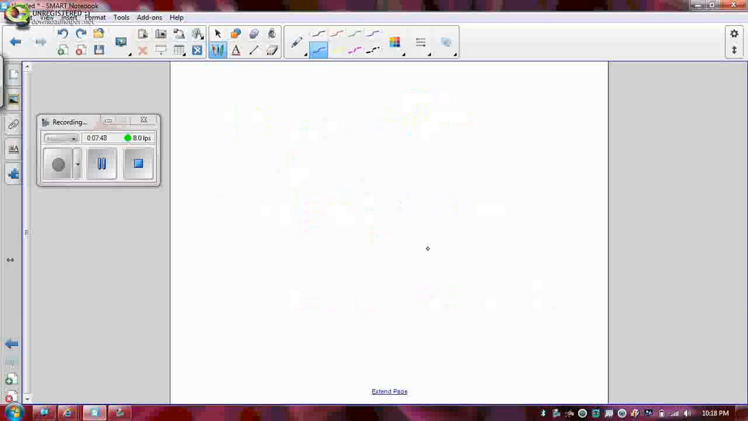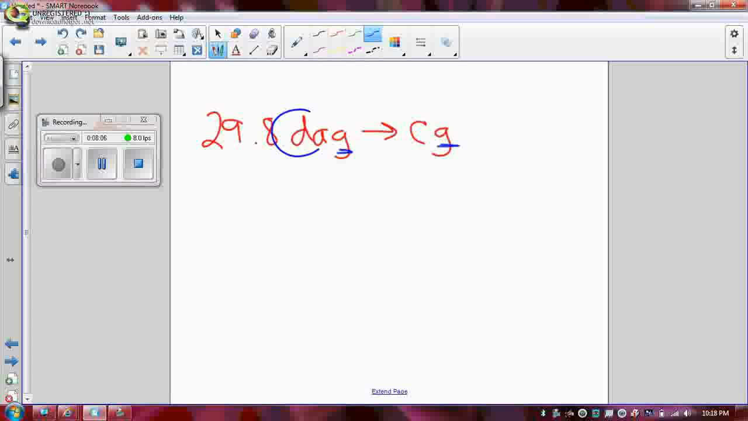Let's do one more example. Let's go ahead and say that I had 29.8 decagrams, and I want you to convert that to centigrams. So notice what's the same. It's the G's. So G, we're looking at measures of mass here. My prefix I'm starting out with is DA, or deca, and then C is centi.